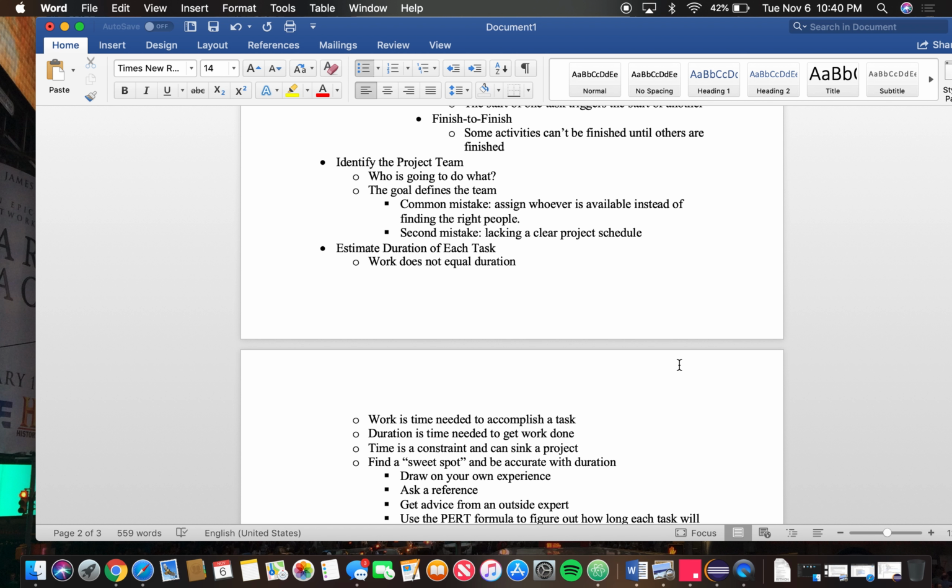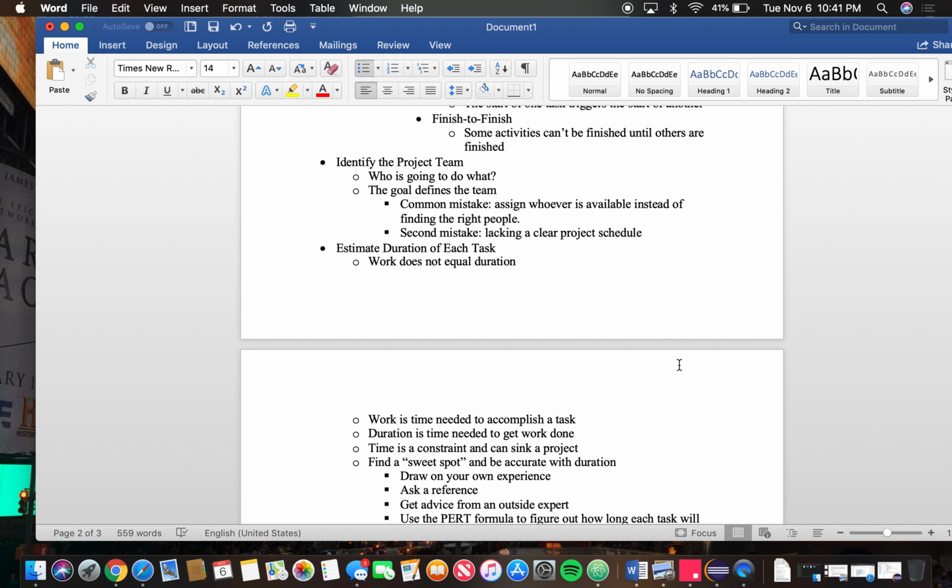And then you need to identify the project team. So who is going to do what? The goal defines the team. Basically, a common mistake is assigning whoever is available instead of finding the right people. This means just because you have a person, you say, hey, he's going to do this, when you should actually find the right person to make sure your project works the best it could. A second mistake is a lack of clear project schedule. Basically, like, all right, guys, this is what we're gonna do, but not making it clear enough for everyone so that there are no hard deadlines or anything.